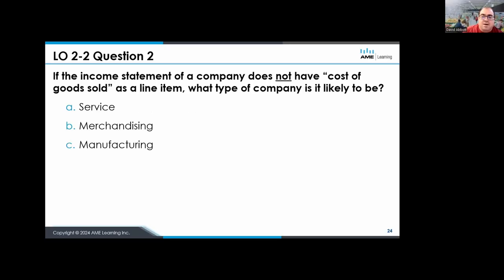Now, if the income statement of a company does not have cost of goods sold as a line item, what type of company is it likely to be? Either a service business, a manufacturing business, or a merchandising business. It would be a service business, because it's not going to be cost of goods sold. It's going to be called cost of sales, which is the account they would use.